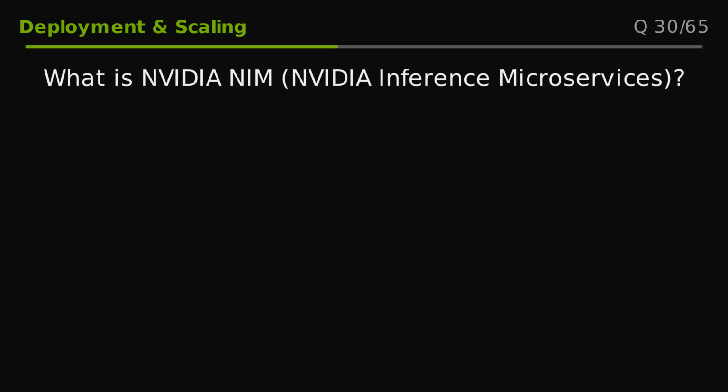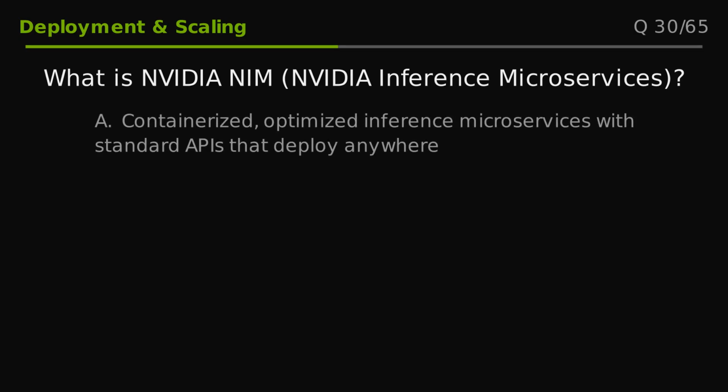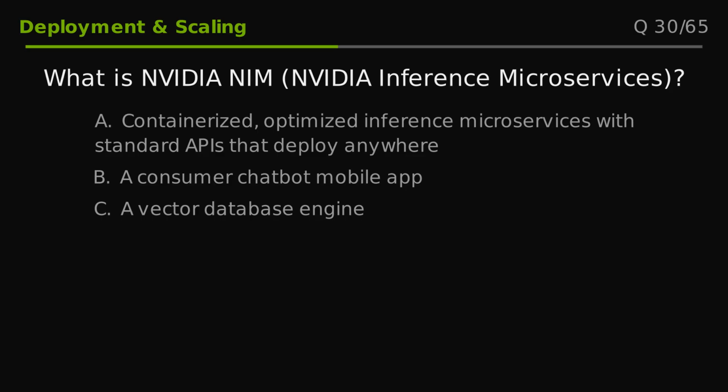Question 30. What is NVIDIA Inference Microservices? Option A. Containerized, optimized inference microservices with standard APIs that deploy anywhere. Option B. Consumer chatbot mobile app. Option C. Vector database engine. Option D. Spreadsheet plugin.